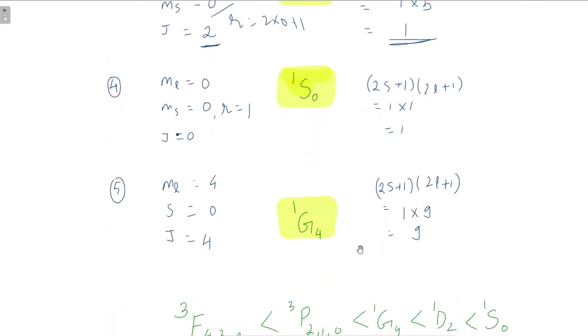Now again, for the same table, we have the value of ml as 0 and the value of ms as 0. The value of r will be 1. So for 0, we have the term S. For r is 1, we have the value of 1, and j is equal to 0, L plus S, that is 0 plus 0, or 0 minus 0 is 0, so it remains the same, and then the number of microstates is 1.